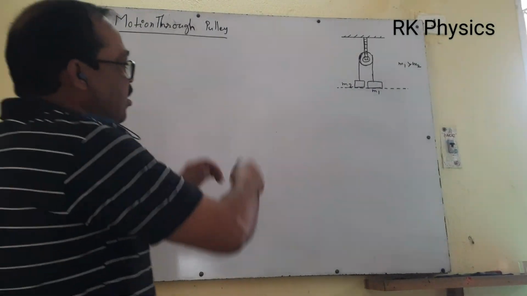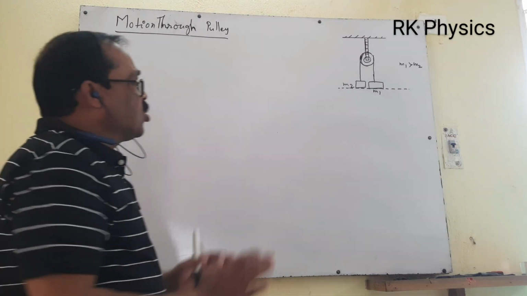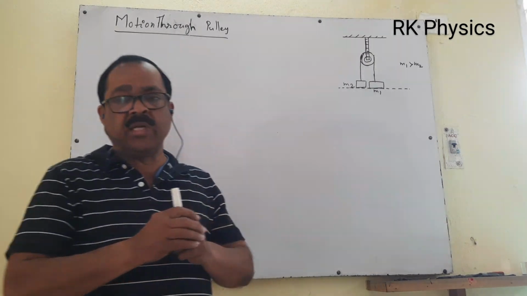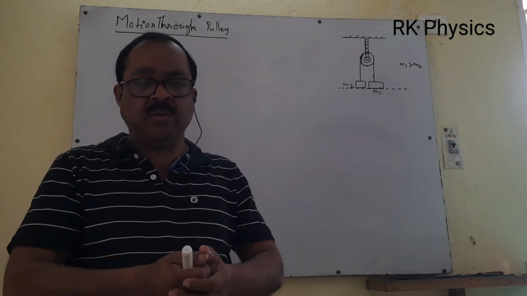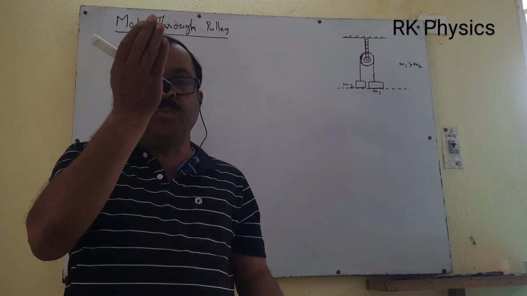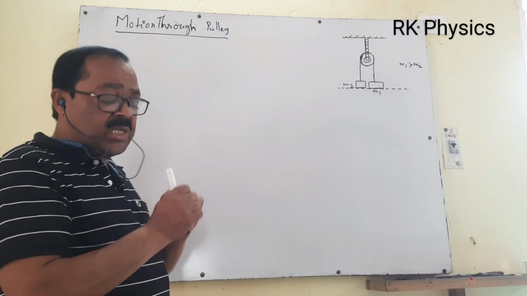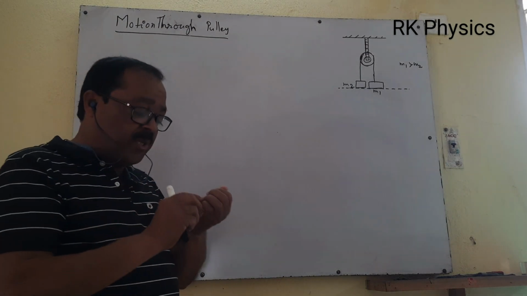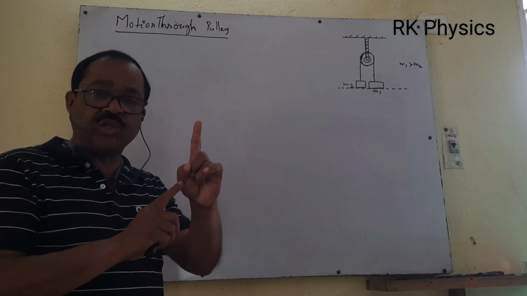Okay. Now see, M1 and M2 are two masses. They are suspended. M1 is larger than M2. At the beginning, they are at the same level. If you release the two bodies, M1 will move down and M2 will move up. This is the common experience for all. Now, what is our aim? The aim is to first calculate the acceleration, then calculate the tension.